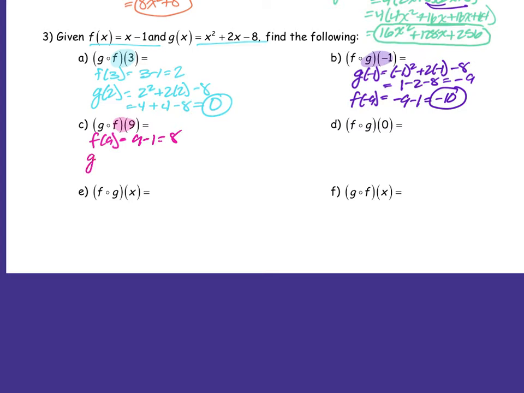And then I want to find g of 8, which is going to be 8 squared plus 2 times 8 minus 8, which is 64 plus 16 minus 8, 72, I believe. 16 minus 8 is 8. And 64 plus 8, yeah, 72. Okay.